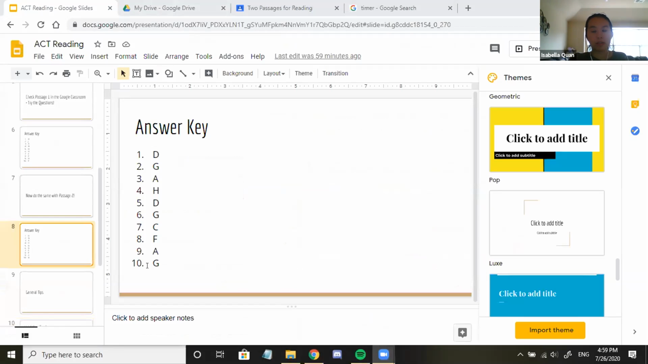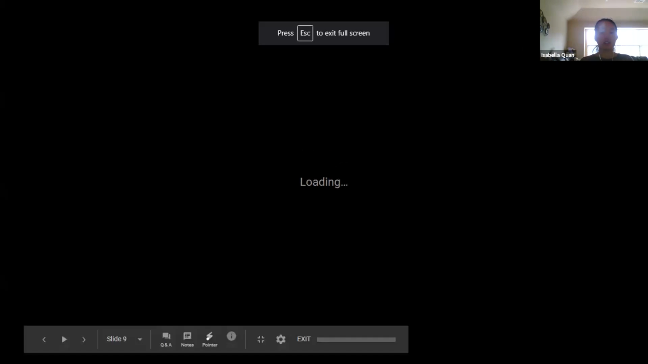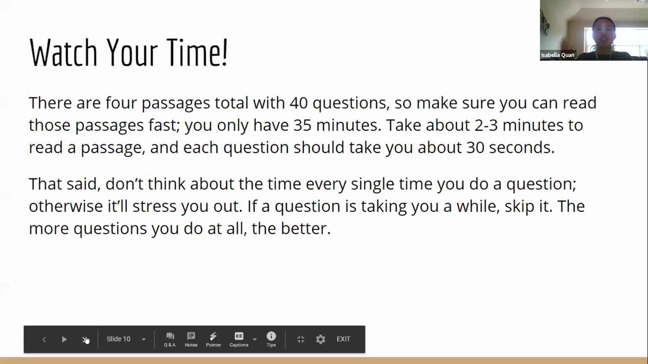I know I had it numbered 1 through 10. So, general tips. Let me present. I will be very brief about these, but these are going to be general tips for the ACT reading section. Watch your time.